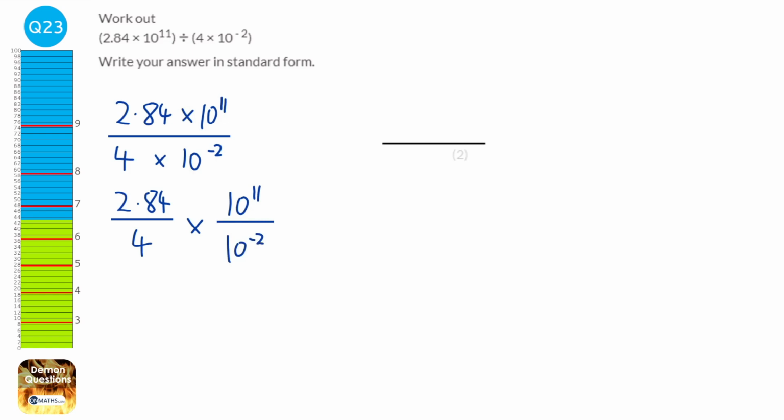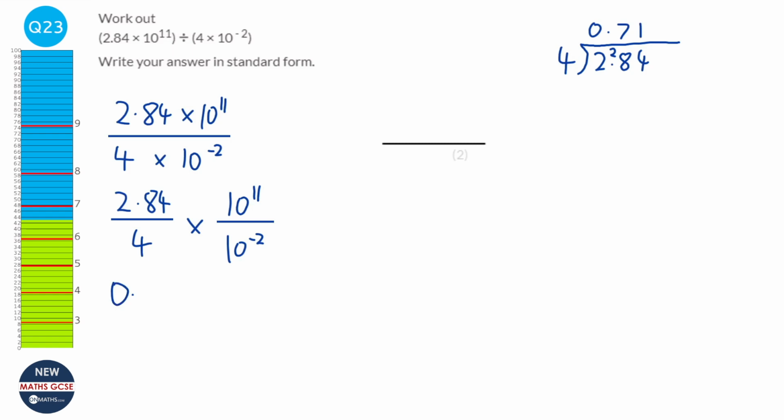So we're going to just do the bus stop method. So 4 on the outside, and we've got 2.84 on the inside. 4s into 2 don't go, so carry the 2 across. 4s into 28 go 7, and 4s into 4 go 1. So it's going to be 0.71 times, and then the rules of indices say that if you divide 2 powers of the same base, they're both 10, then you just take away the power. So it's 11 take away minus 2. Now the 2 minuses, the 2 takeaways, actually convert to a plus, so it would be 11 plus 2, which would be 13, so it would be 10 to the power of 13.